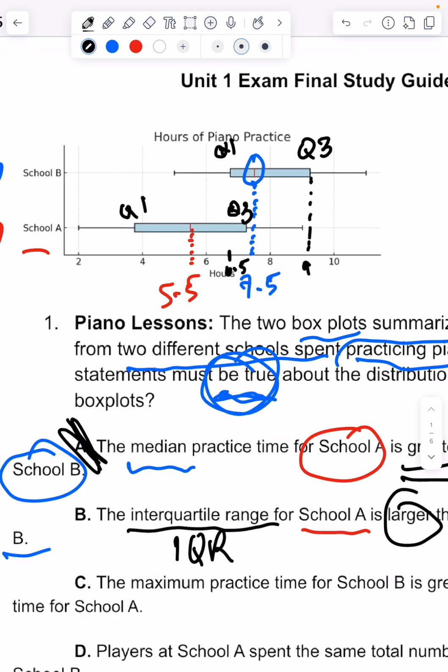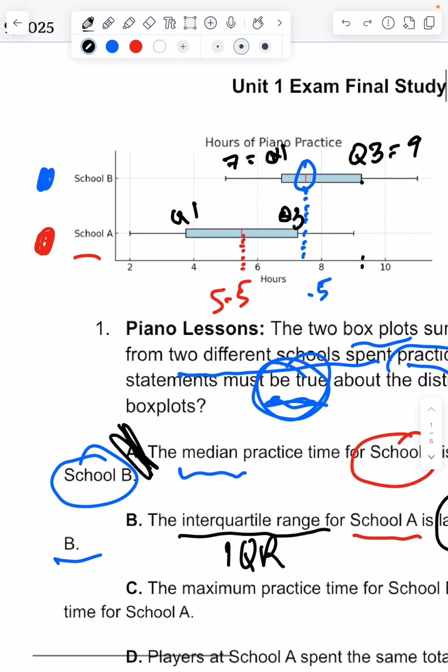Actually, I'm gonna just approximate it. So this is kind of in the middle. So 7, and this one's 9. And then let me just erase this. So at this point, that's 7, that's 9, and then I'm looking for the Q1s for school A now.